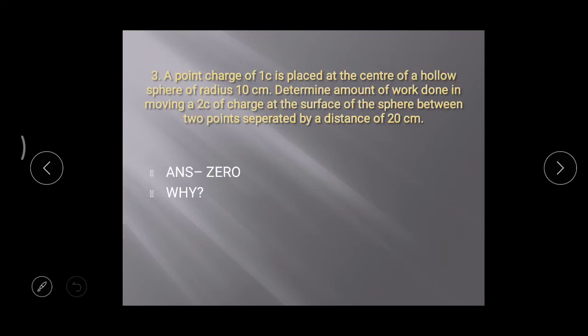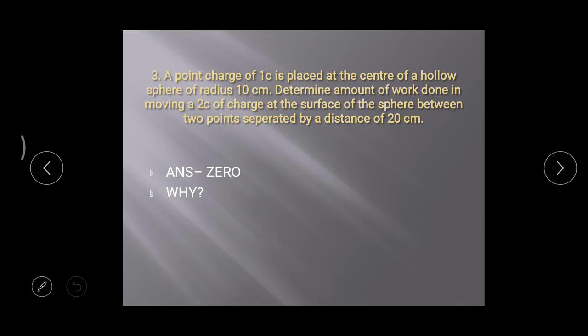Now the third question is that a point charge of 1 coulomb is placed at the center of a hollow sphere of radius 10 centimeter. Determine the amount of work done in moving a 2 coulomb charge at the surface of the sphere between 2 points separated by a distance of 20 centimeter.